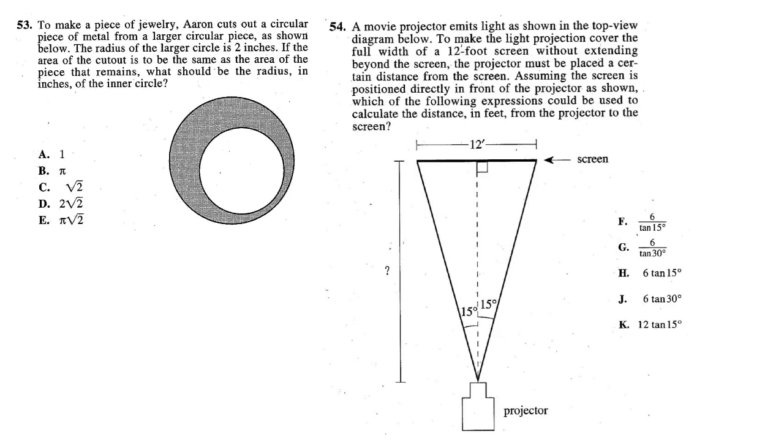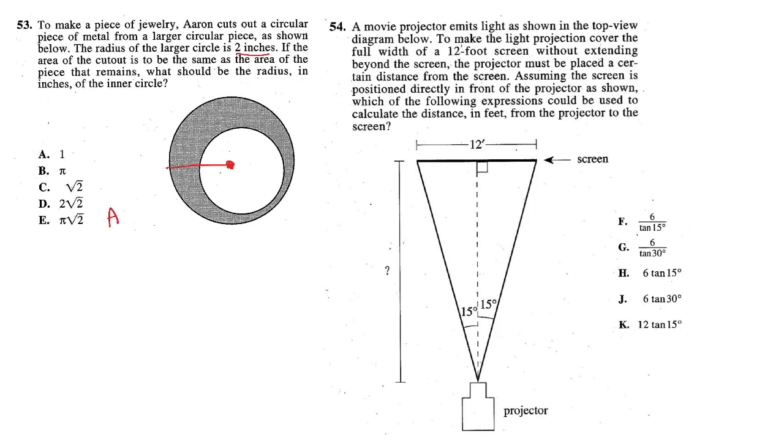Okay, so for our next problem, notice that we have a circle, and then we're going to cut a circle out of that circle, and we need the remaining amount to be equal to the area that was cut out. So we know that the radius of the large circle is 2 inches. From roughly the center all the way out to here, I know that is 2 inches.